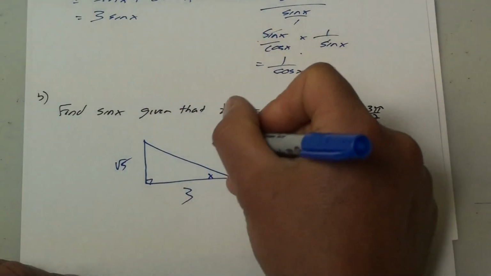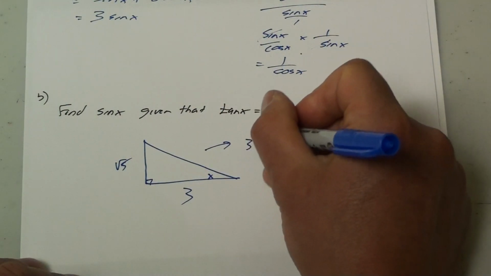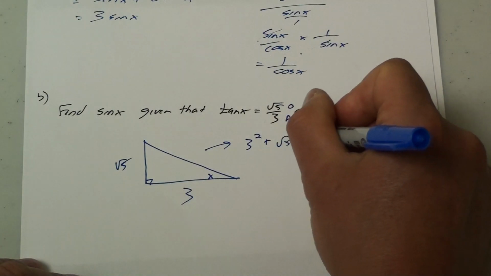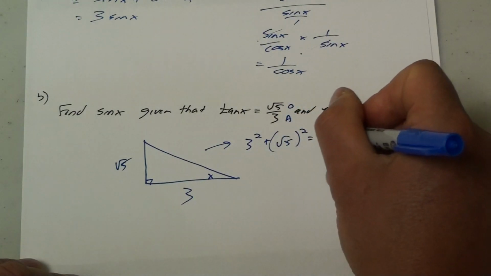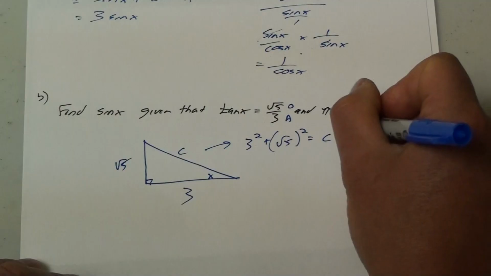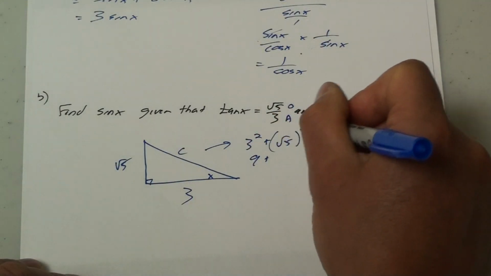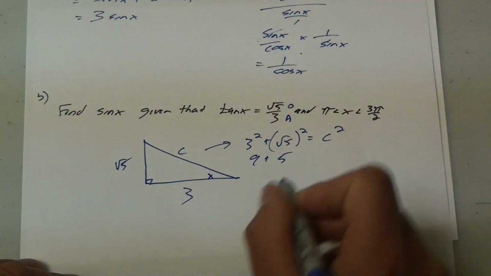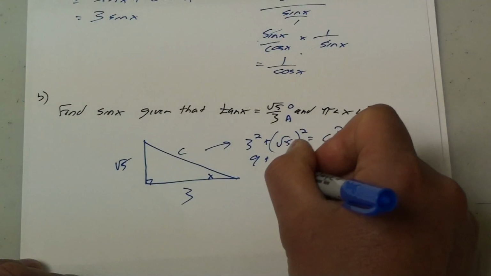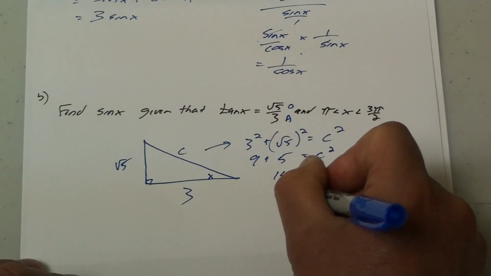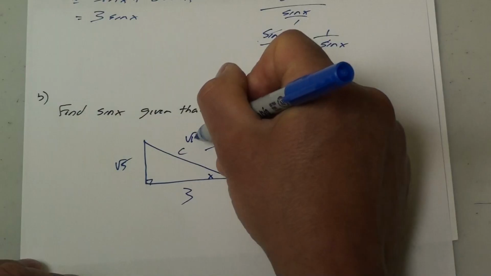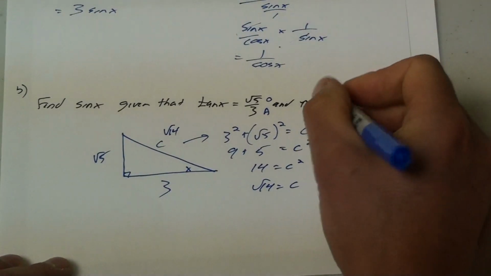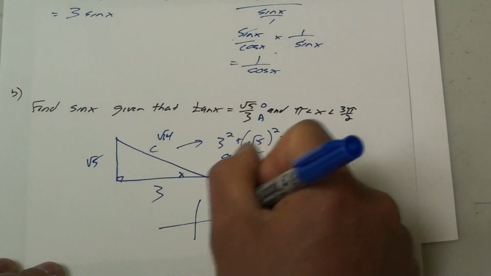I can use the Pythagorean theorem: 3 squared plus square root of 5 squared equals, let's call it c for the hypotenuse, c squared. 9 plus square root of 5 squared, which is just 5. So 14 equals c squared, square root of 14 equals c. Now it's said that it has to be between 180 and 270.